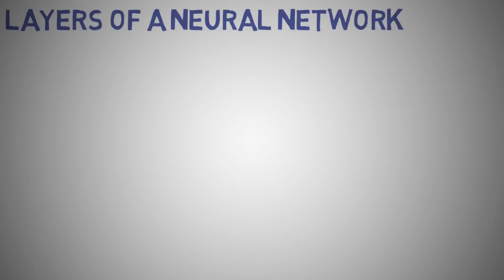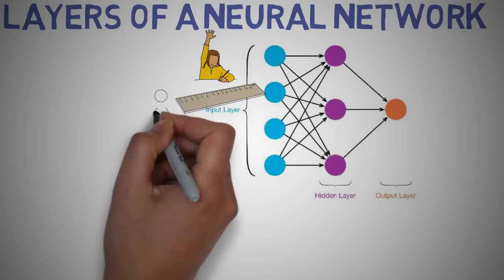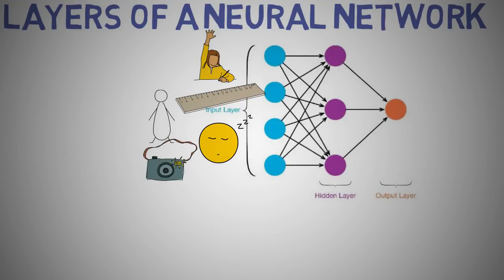Layers of a neural network. A basic artificial neural network consists of 3 types of layers: input layers, hidden layers, and output layers. The input layer can be your features such as age, height, weight, hours of sleep, or even pixels in an image.